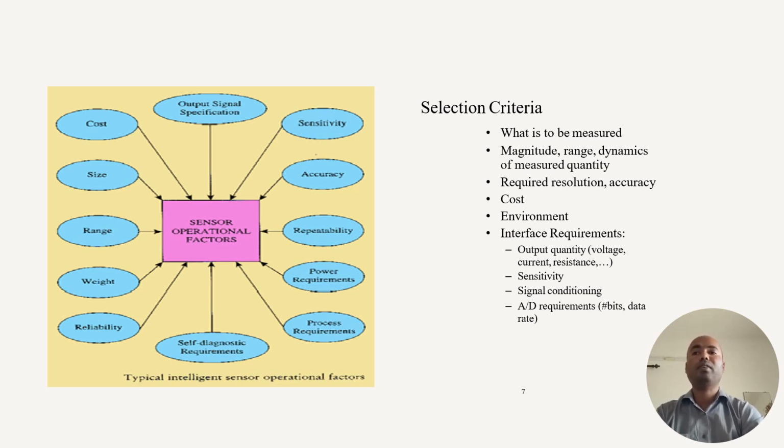Then size of the particular thing. It must be minimal in size to accommodate the space where it measures. Of course, the last one is cost. Even if all the considerations are met, the cost must be minimal, and only then can the particular product succeed in the market. So all those things give the output signal specifications. Based on that, the output signals must be varied.